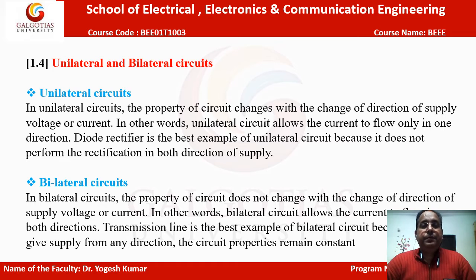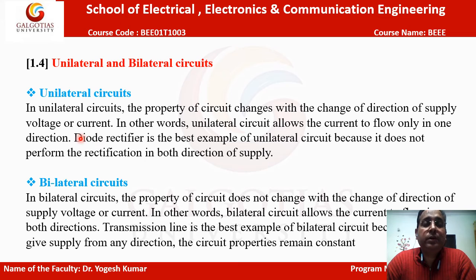Now another type of circuit is divided into two parts, one is unilateral and another is bilateral. Uni means one, bi means two. Let's look at the difference between the unilateral and bilateral. Unilateral means a circuit that allows the flow of current in one direction only, or you can say the property of the circuit changes with the direction of change of the supply voltage or current. So if any component introduced in a circuit allows the current to flow in one direction only, it is called a unilateral circuit.